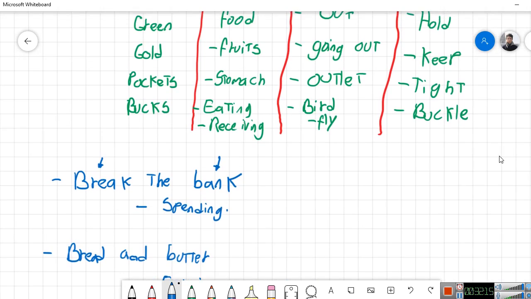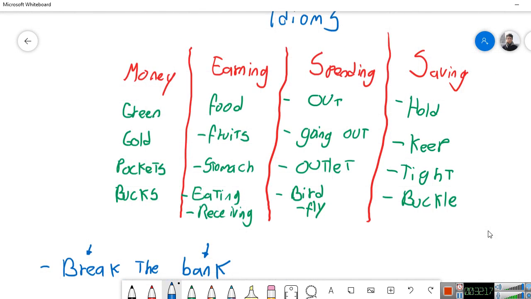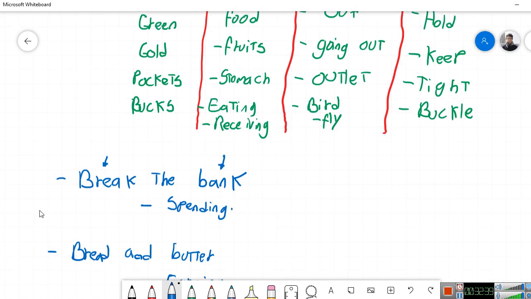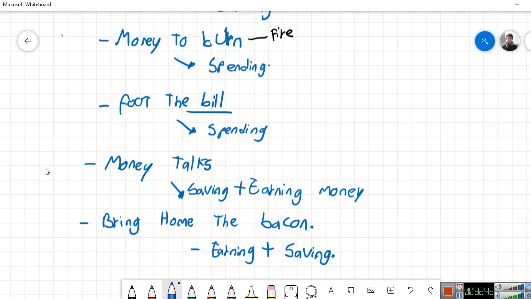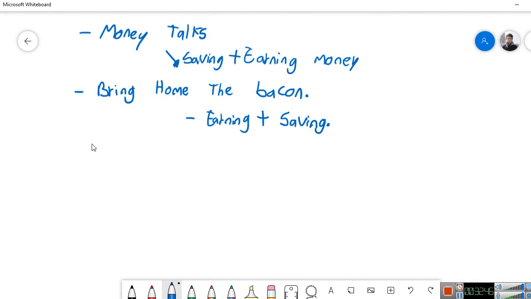Let me show you again. It's not necessary for you to memorize it, but just start to relate words. In the case of green, well, many bills are green. In the case of gold, in the past we used to trade gold instead of bills. Pockets is where we save our money. So start to make your guesses, and that's how you guys are going to know about these idioms.